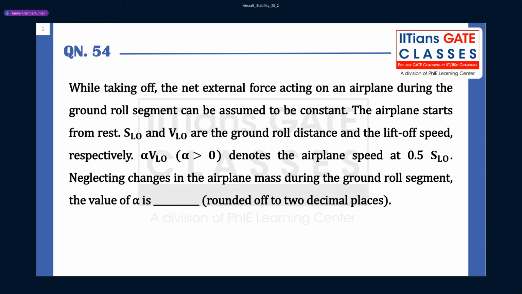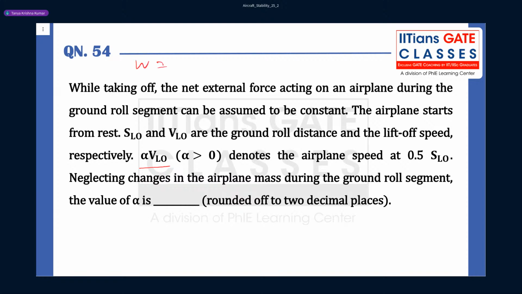Now they've given you alpha VL naught, where alpha is greater than 0, denotes the airplane speed at 0.5 SL naught. So at half the ground roll distance, what is the speed? Alpha VL naught. Neglecting changes in the airplane mass during ground roll segment, what is the value of alpha? How do we proceed with this? You can either use your work equation.